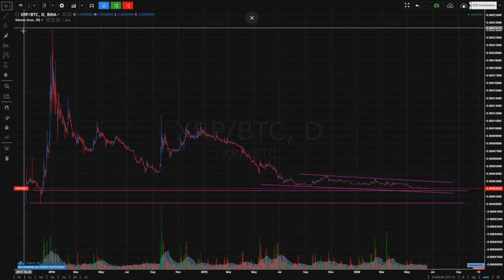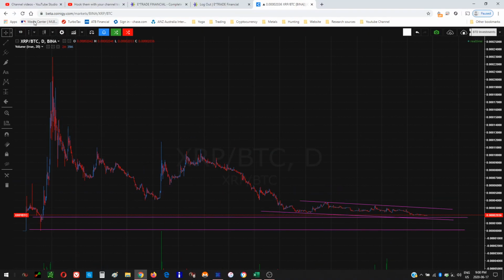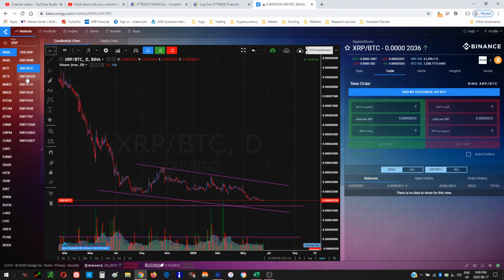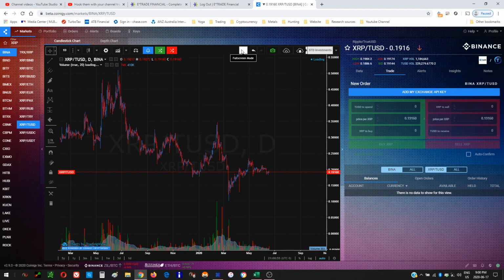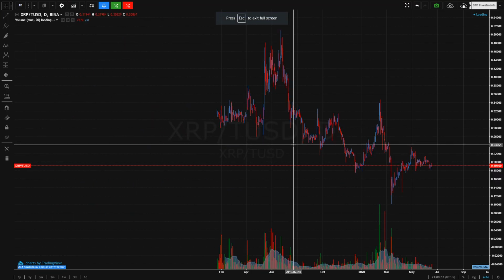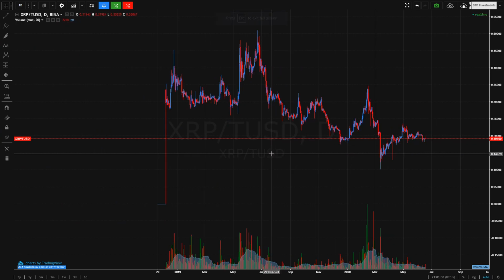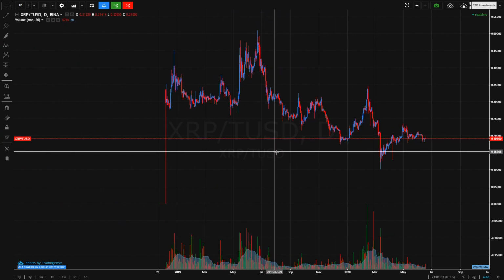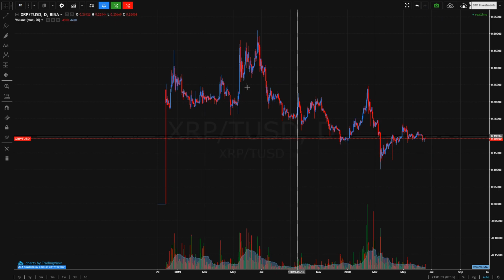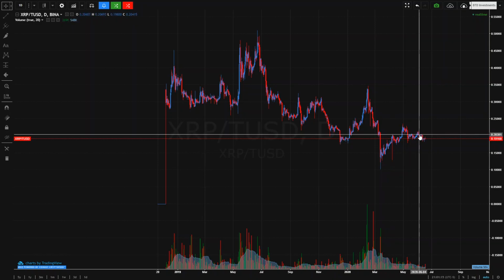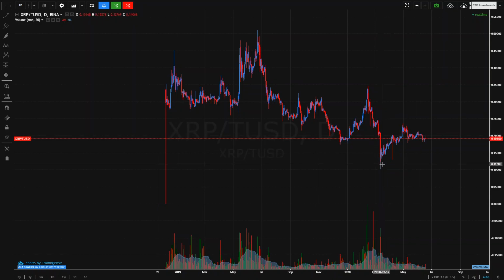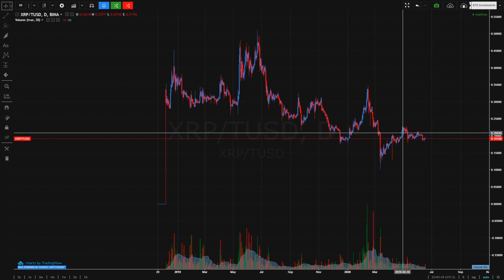Let's just have a look and see what it looks like in terms of the US dollar. So it isn't a downtrend relative to the US dollar, which is not good at all. This price action is kind of similar to Monero, but there is some life in it relative to the US dollar.